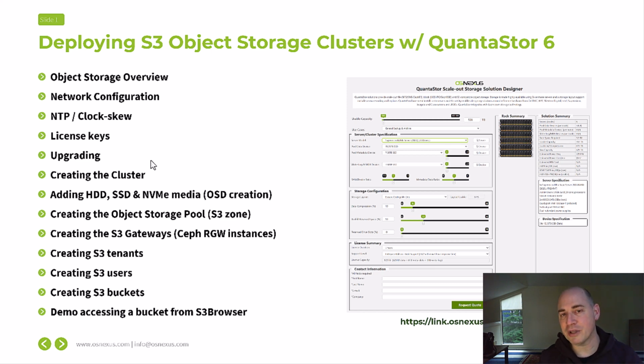And then after those pre-flight checks are all sorted out, we're going to dive right into creating the cluster and setting up the cluster. So that involves first creating the cluster, of course, and then adding the media to the cluster. Then we'll make an object storage pool, also called an object storage zone. Turn on the S3 gateways. So we'll have those running on all the different nodes that make up our cluster so we can get the most performance out of our object storage configuration.